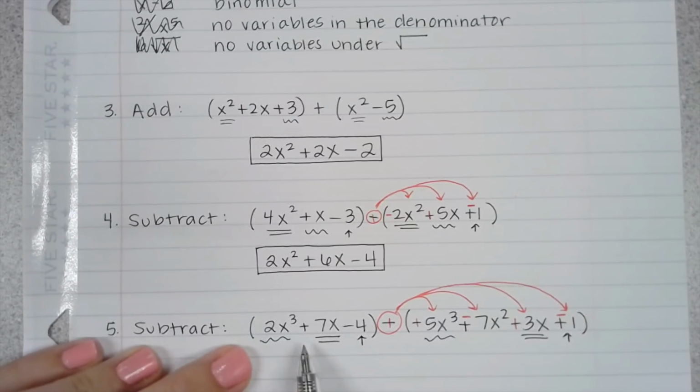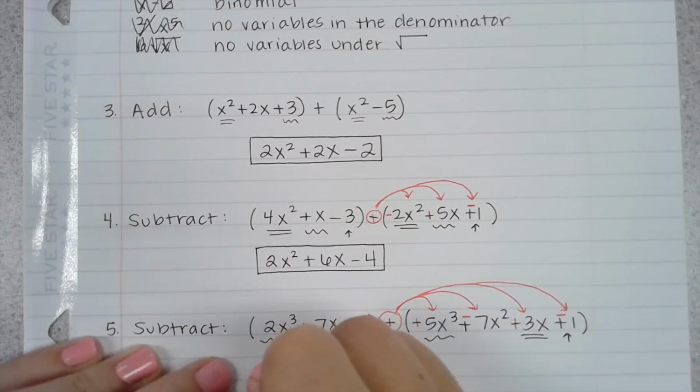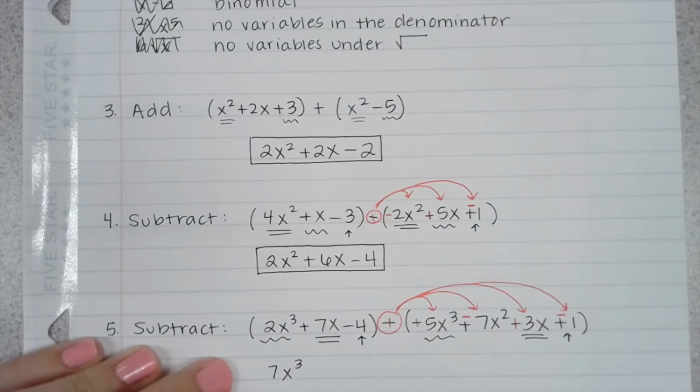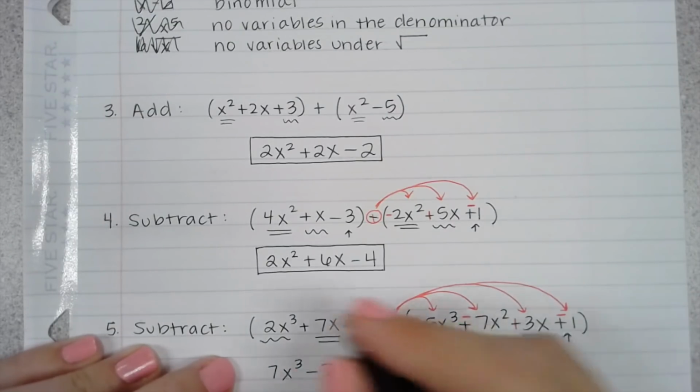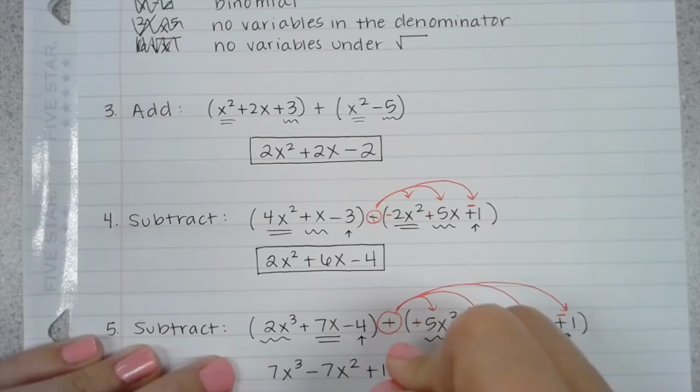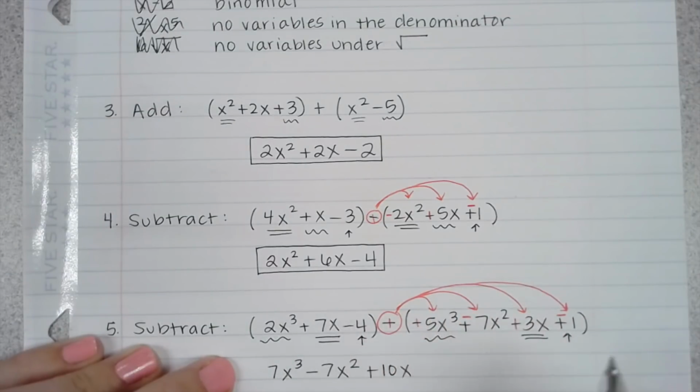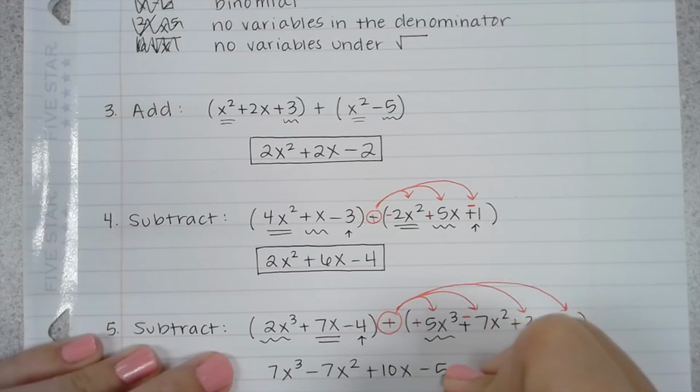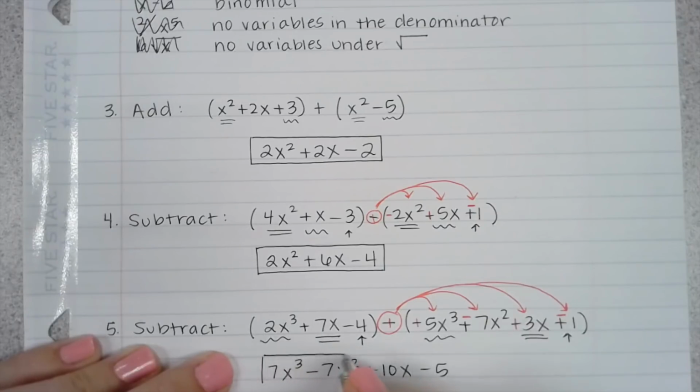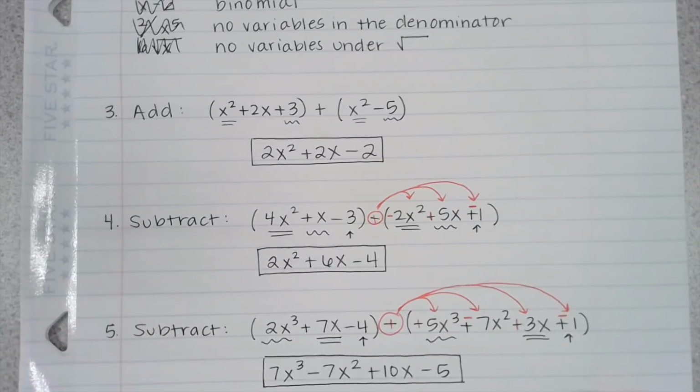So 2x to the third plus 5x to the third gives me 7x to the third. The negative 7x squared doesn't have one to combine with, but be careful that you keep that negative with you. 7x plus 3x gives me 10x. And then negative 4 take away 1 gives me negative 5. And so this would be my answer for that final subtraction question.